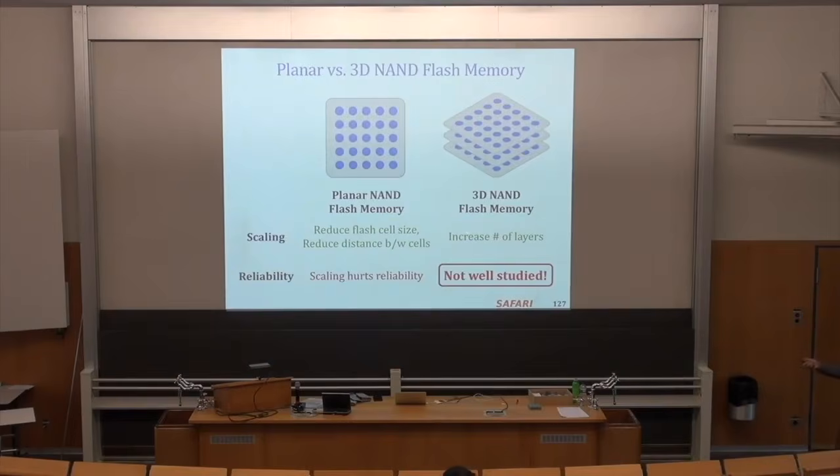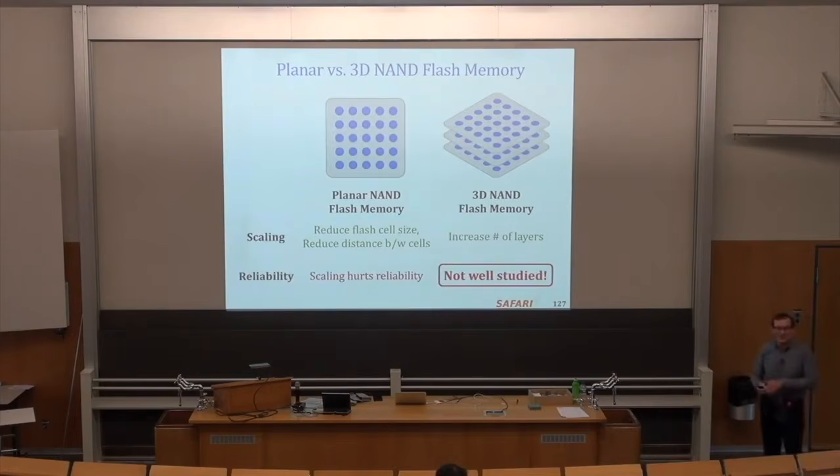So that enabled improved reliability in some aspects, because you don't have some of these problems at higher capacity. But that's a one-time jump. You move from 2D technology to 3D technology. Now 3D technology, as it scales, is going to have problems.